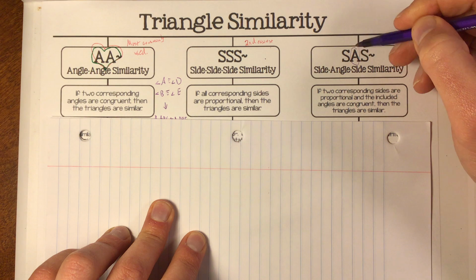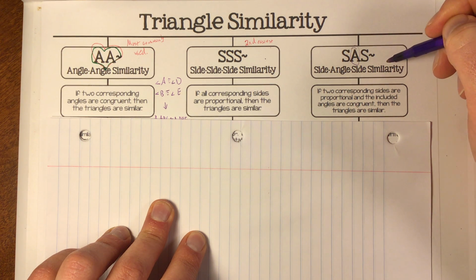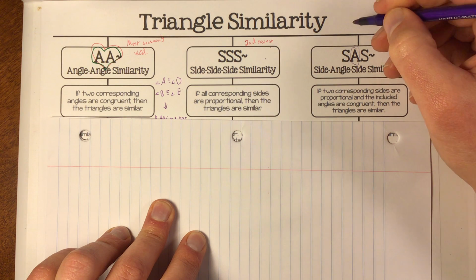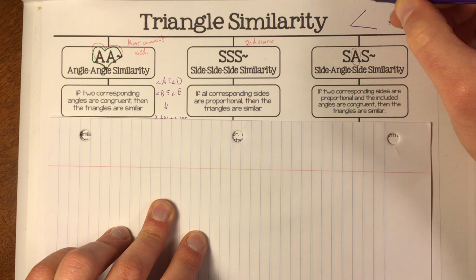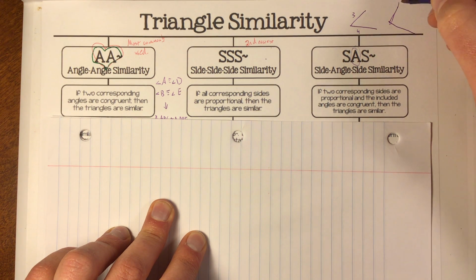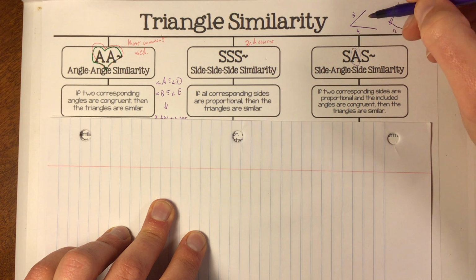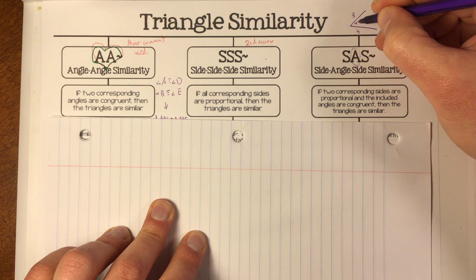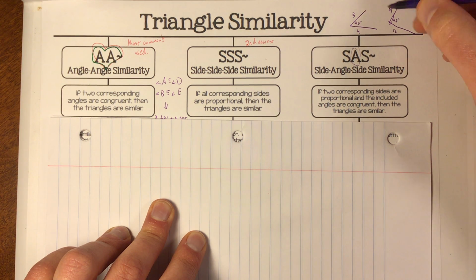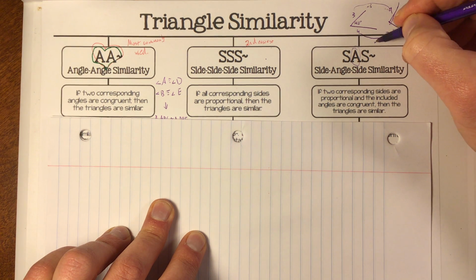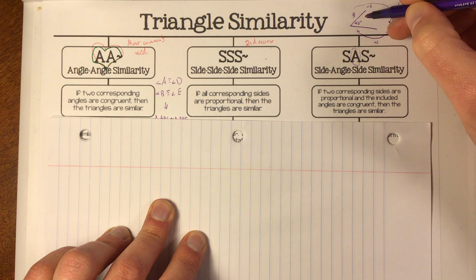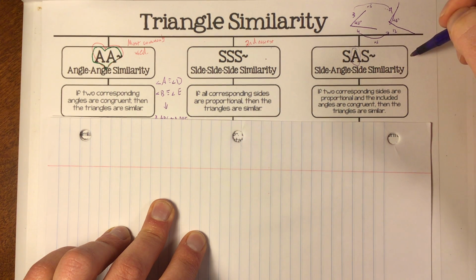Now remember, the angle has to be in between the proportional sides. That means, so if I had 3 and 4 here, and I had 9 and 12 here, I've got the angle that's congruent. If this was 40 degrees, this has to be 40 degrees right here. It's got to be in between the sides that are proportional. So 3 times 3 is 9, 4 times 3 is 12. It's got to be in between, okay?